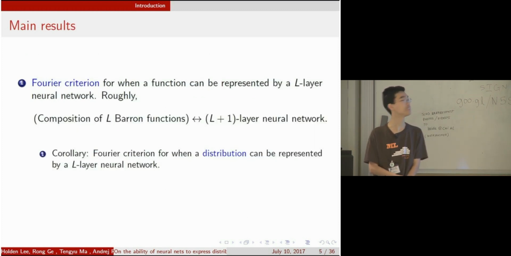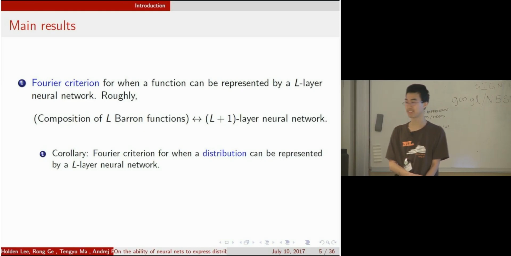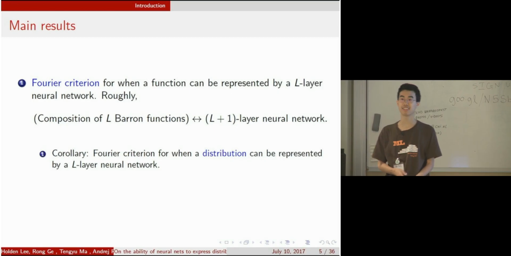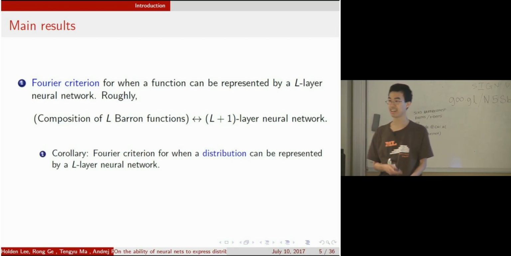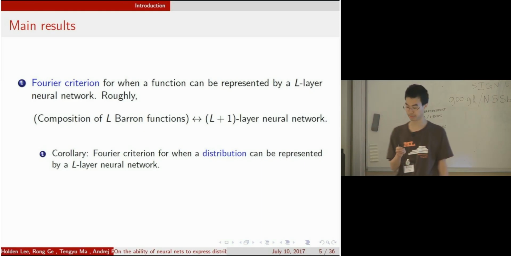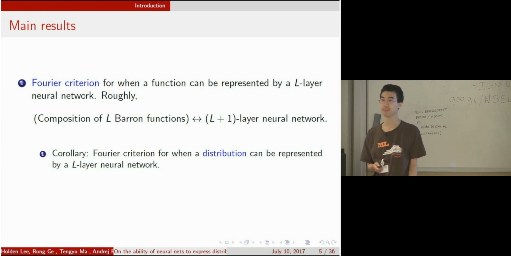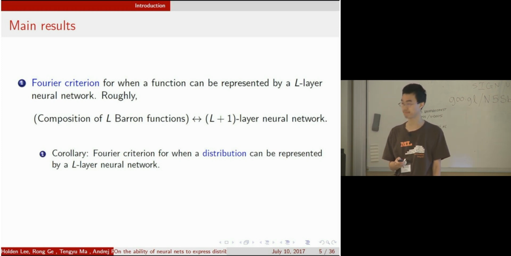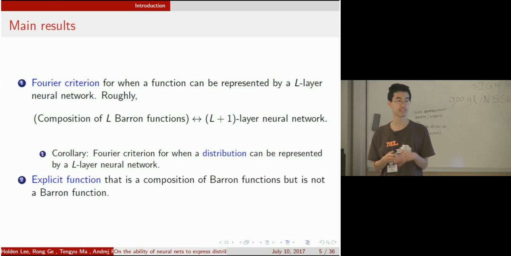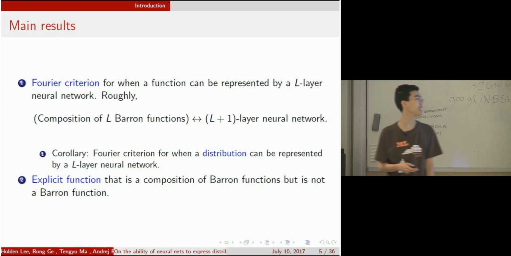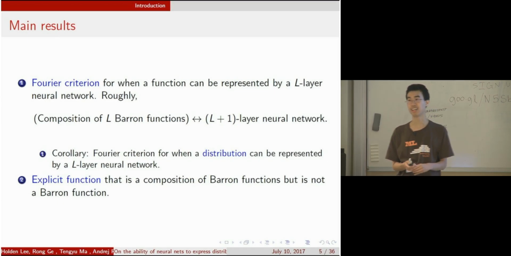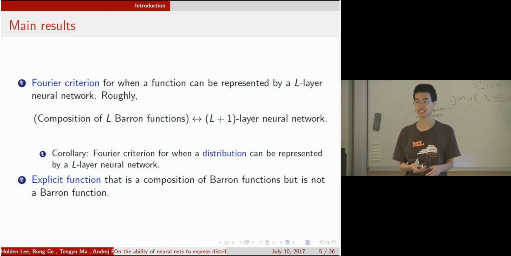Our main results are twofold. First, we give a Fourier criteria for when a function can be represented or approximated by an L-layer neural network. Roughly, our result says that a composition of L Barron functions corresponds to an L+1 layer neural network. And I'll describe exactly what I mean by a Barron function a little bit later. As a corollary of this, we get a theorem that says when a distribution can be represented by an L-layer neural network. Our second result is a separation result that gives a function that is a composition of Barron functions, but it's not a Barron function itself. Think of this as analogous to a separation between 2- and 3-layer neural networks.